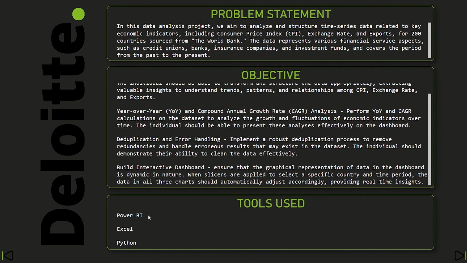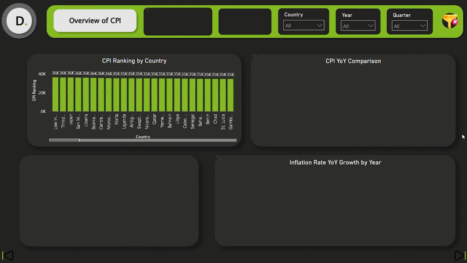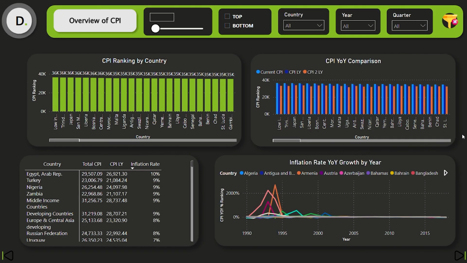Now let's talk about CPI first. What is CPI and how is it correlated to exchange rate and exports as well? CPI basically tells us about the overall changes in prices paid per consumer of the country, right? And it is one of the most popular measures used to measure the inflation rate or deflation. It tells us about that also.